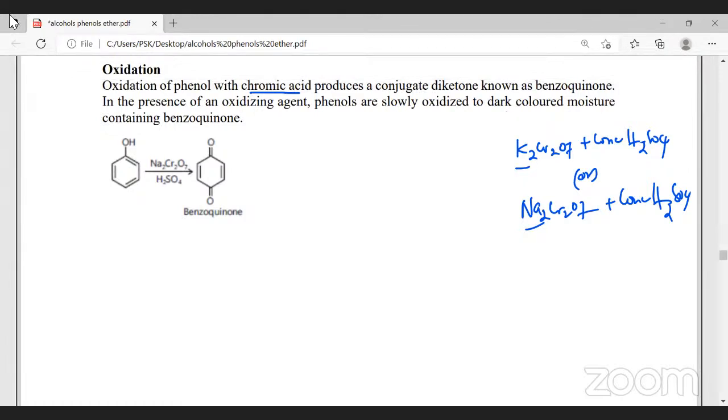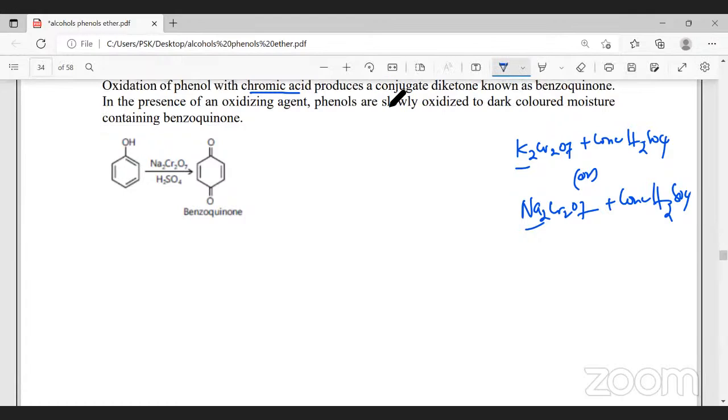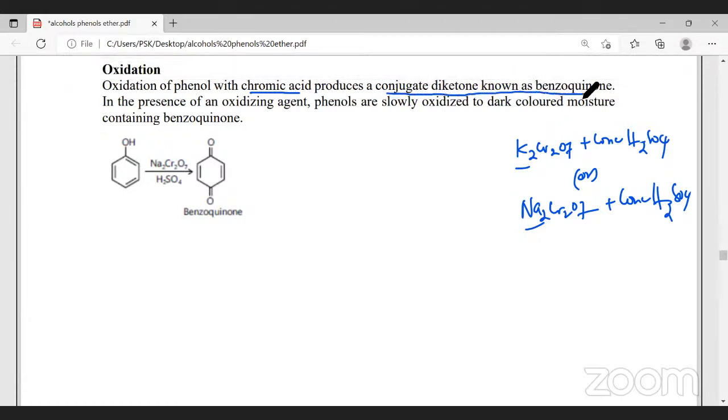So phenol, when you oxidize it with chromic acid, produces a conjugated diketone known as benzoquinone. What is a conjugated system? A system having alternate double and single bonds is called a conjugated system. In the resonance structures, we would have learned a term called conjugated system.